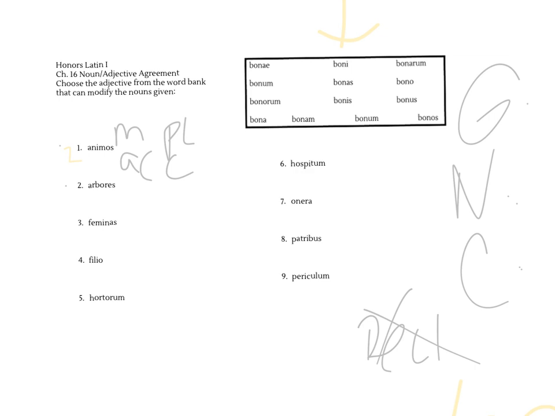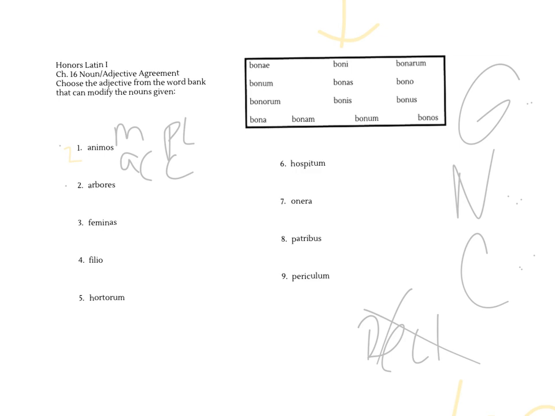But the 3 big pieces of information that I need you to write down is the gender, number, case. So we just figured out the gender, number, case of animos: masculine, accusative, and plural. The next thing we're going to do is look at this word bank, and figure out where is the masculine, accusative, plural version of the word for good.